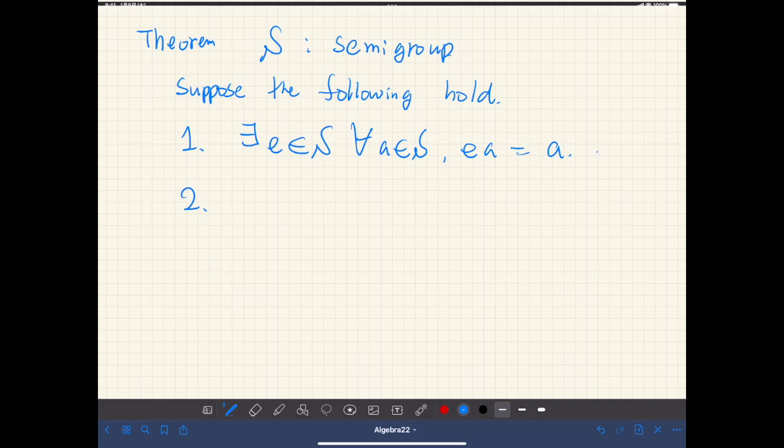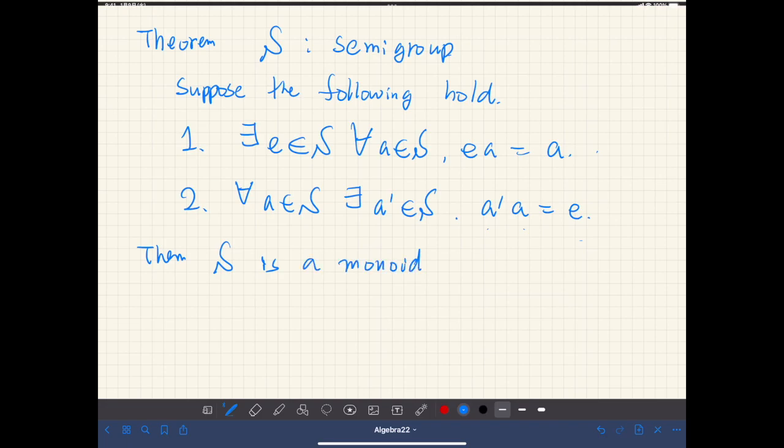So this is not a condition for the identity element, right? Okay. And second, for each element A of S, there exists some corresponding element A prime in S, such that A prime A is equal to E. So this means for every element of S, we have the corresponding left inverse of that element. Okay, we are not assuming the right inverse, but only left inverse. Okay, then S is actually a monoid with this E as the identity element.